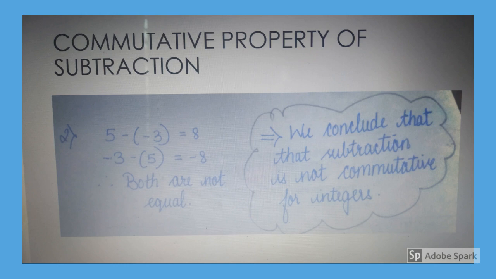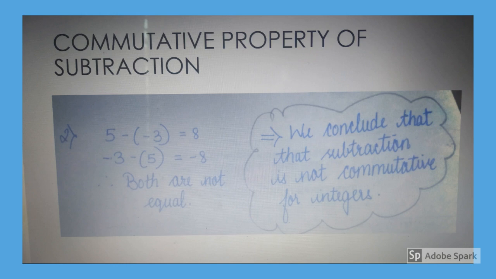Okay, so from this we can conclude that subtraction is not commutative for integers. So from this we can infer that commutative property of subtraction does not hold true for integers. Okay, it does not hold true, and subtraction is not commutative for integers.